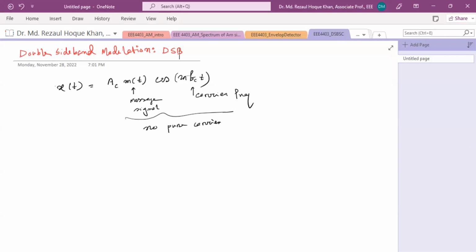So this is also called double sideband suppressed carrier, where this portion is the suppressed carrier. If we draw the spectrum of the message signal in the frequency domain, M(f), it looks like this.